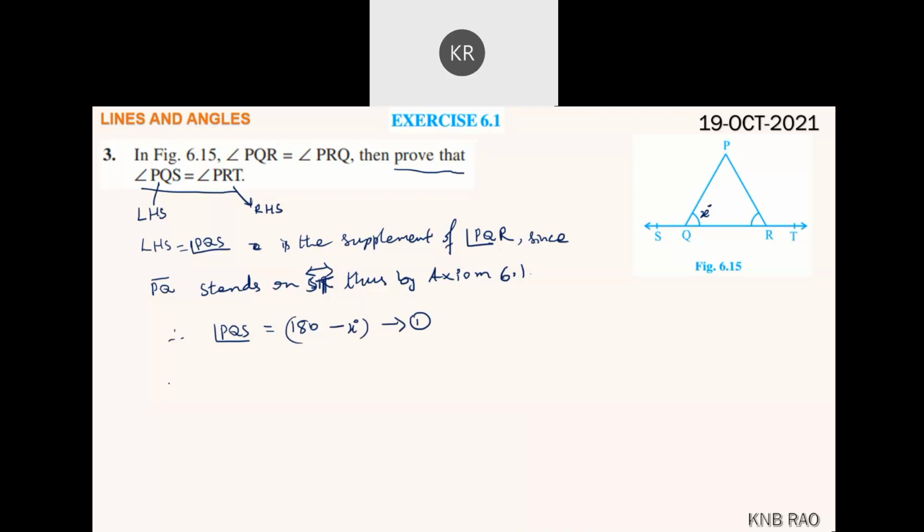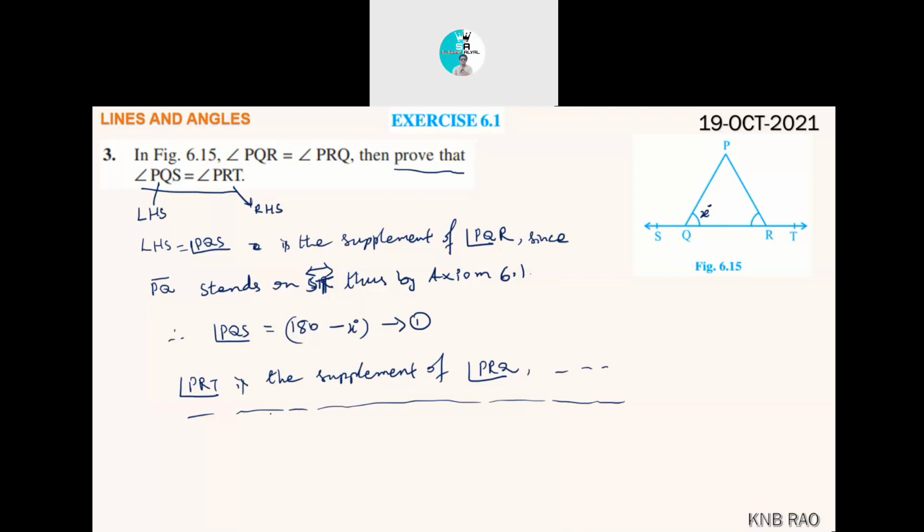Similarly, now I'm going for angle PRT, which is the supplement of angle PRQ. The same statement will come. Now PRT plus PRQ is 180, standing on line ST. Therefore, PRT is equal to 180 minus y.